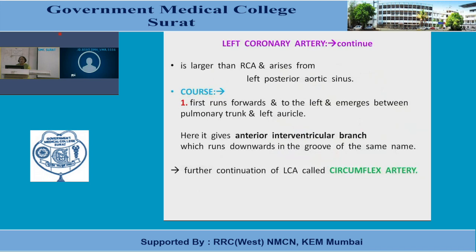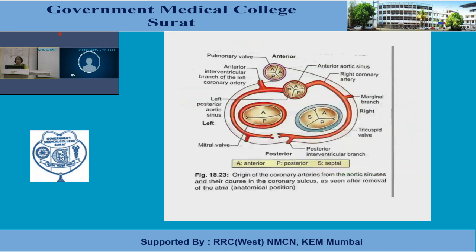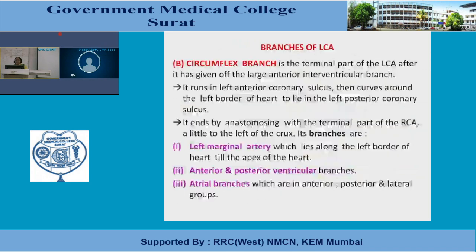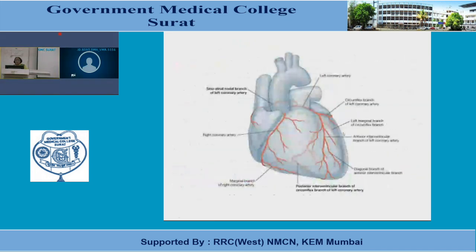Here it gives the anterior interventricular branch. The diagram shows the left anterior interventricular branch of the left coronary artery. Here is the pulmonary trunk, here we can see the left auricle, and here the ascending aorta.